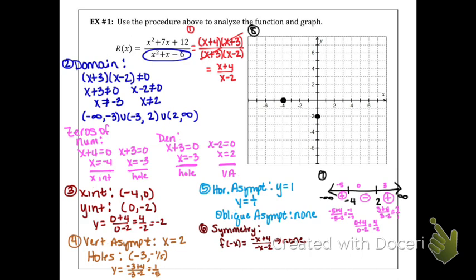And then step 4, we have a vertical asymptote at +2. And we have a hole at -3 and -1/5. Step 5, we have a horizontal asymptote at y equals 1. No oblique asymptote. Don't have to worry about symmetry. So that's everything we can graph.